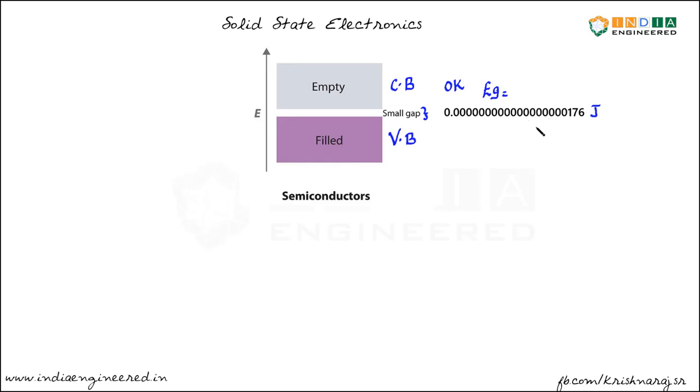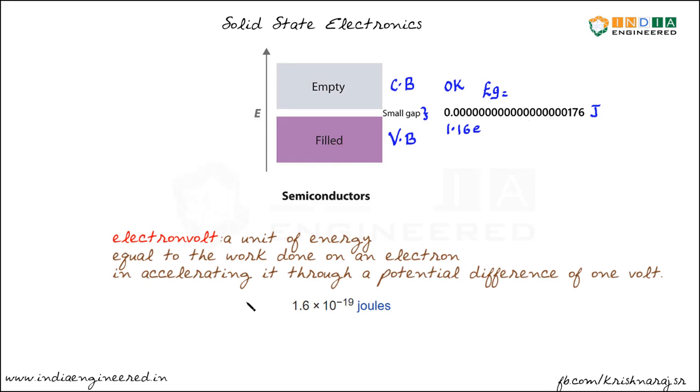Now this joule is not a convenient unit when we talk about energy gaps. You can see it's a really small number when represented in joules. So instead of joules, we use another unit called electron volts. Now it is equal to 1.16 electron volts. So electron volts makes it easier for comparing different semiconductor band gaps. Now the relation between electron volt and joule is really simple. That is, 1 electron volt is equal to 1.6 into 10 power minus 19 joules.